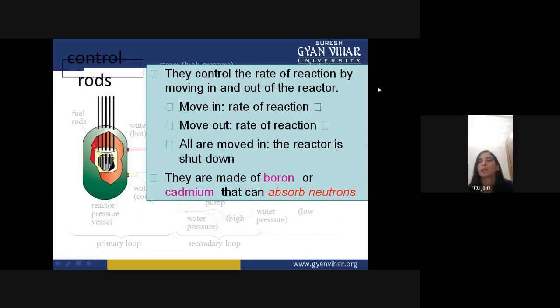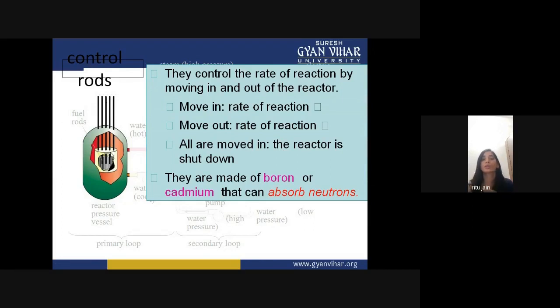They control the rate of reaction by moving in and out of the reactor. If you want to slow down the reaction, you can move the rods in. Moving in, the rate of reaction decreases; moving out, the rate of reaction increases; if all are moved in, the reactor is shut down. So by using these rods, you can easily understand how the reaction is controlled.